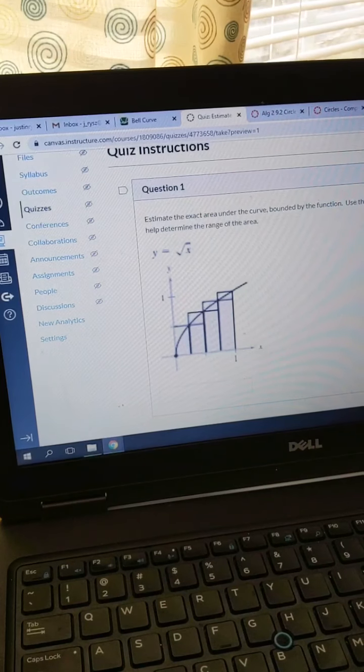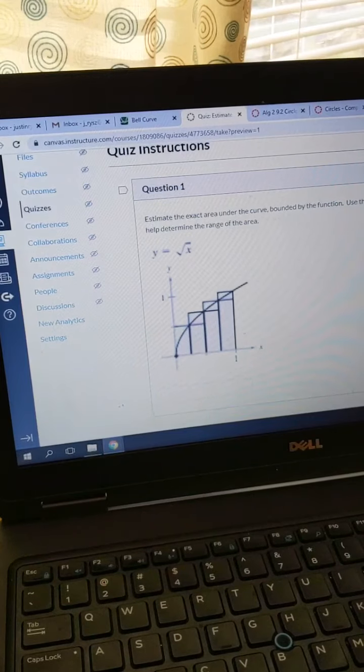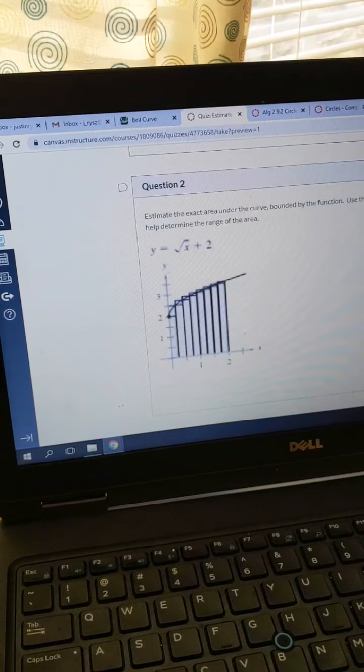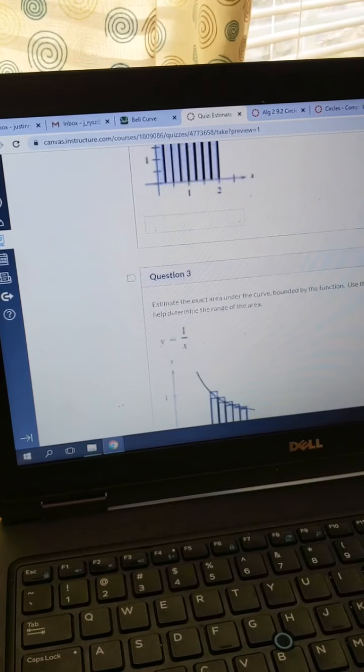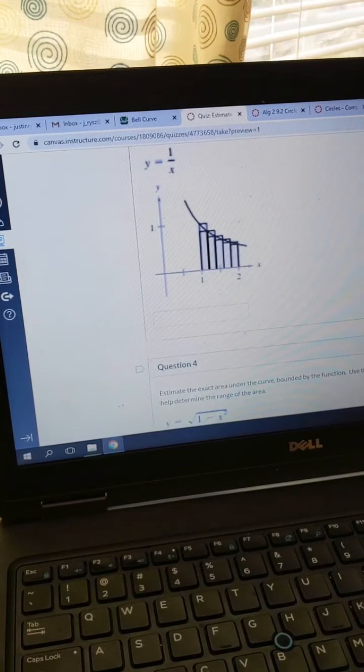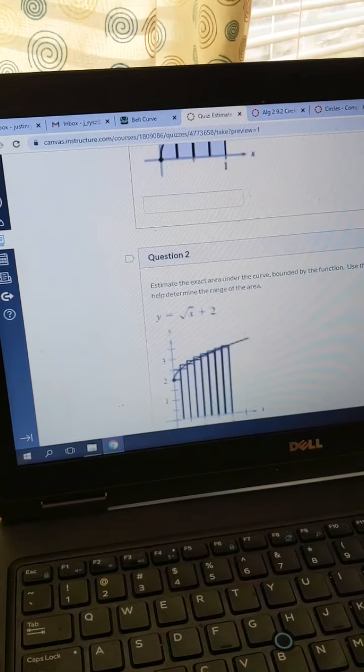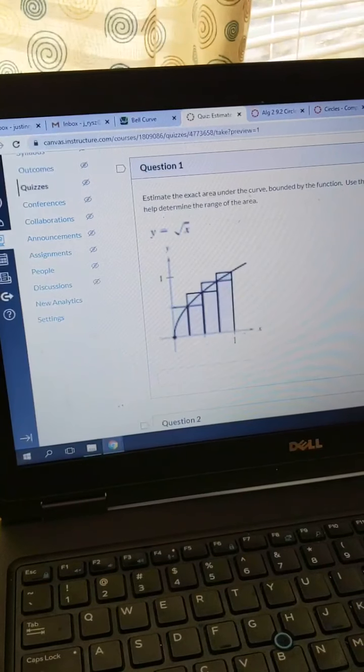Okay, so I'm going to show you guys another trick. Today's quiz is basically the same thing we did yesterday. We're going to estimate the area. We actually don't need to do higher or lower sums. We're just going to estimate the area. But for each one of these, we don't have a nice grid. It's a little bit different. But I'm going to show you guys a trick we can do on the calculator to make this easier.